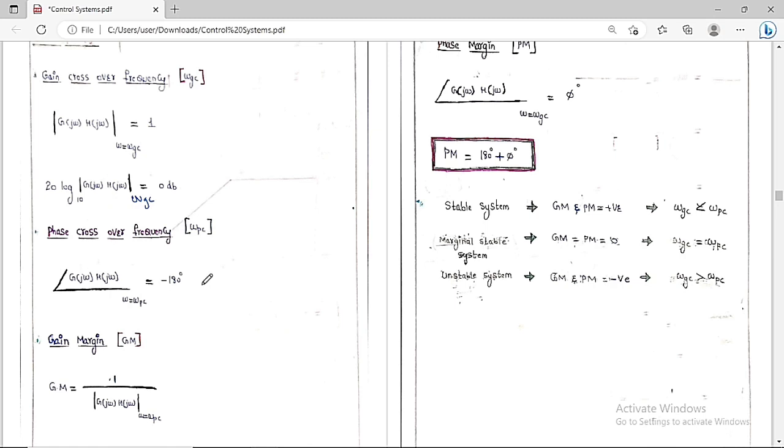So therefore we can say the phase crossover frequency means it is a frequency at which the phase angle of the open loop transfer function is equal to minus 180 degree, which is phase angle of G of S, H of S at omega PC is equal to minus 180 degree. Then what is gain margin?